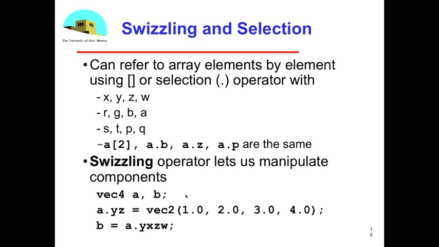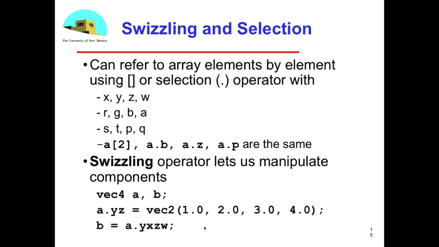The other little thing that's nice is what's called swizzling, which lets you choose groups of components and switch them around. So, for example, if I refer to YZ here, X is the first one, Y is the second one, Z is the third. So a dot YZ would be a vec2 that was composed of 2.0 and 3.0, the second component and the third component. But I can also do swapping.